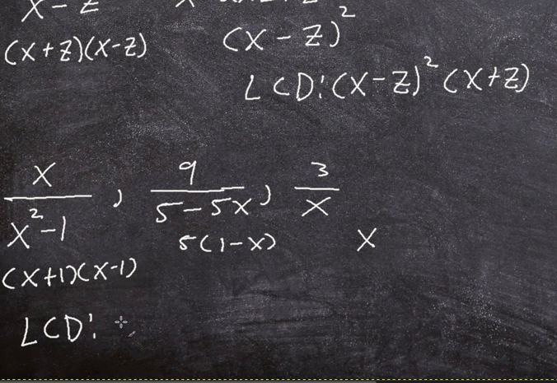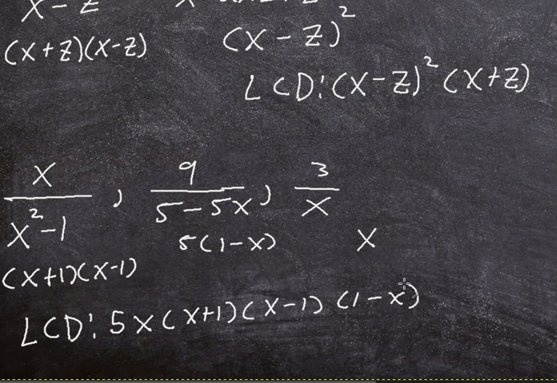So I need to do that. So let's do it. We can go 5x, x plus 1, x minus 1, 1 minus x. Okay, that's one way to write it. Some of you might notice that x minus 1 and 1 minus x are the same thing but opposites.